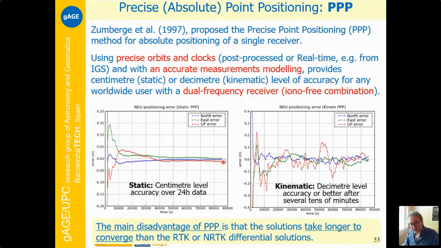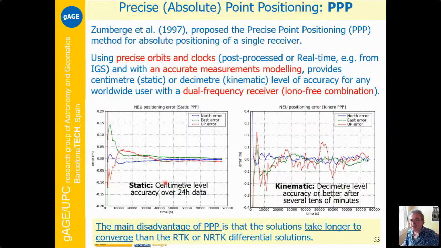This is the performance. In static, we can achieve centimeter level. What the static does is in some way average the solution, and we can get centimeter level in 24 hours. And kinematic means we let the coordinates free instead of averaging. In kinematic, we let the coordinates free each epoch. This is why the performance is like this. But we need some time for the ambiguities to converge. We will study this in more detail in the lecture tomorrow, when we study PPP in detail.